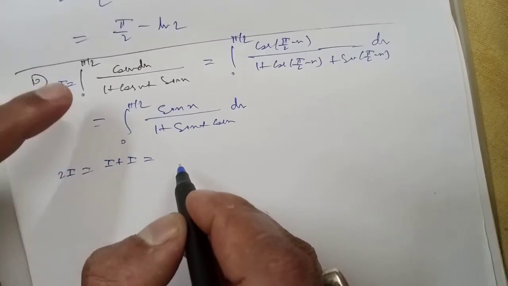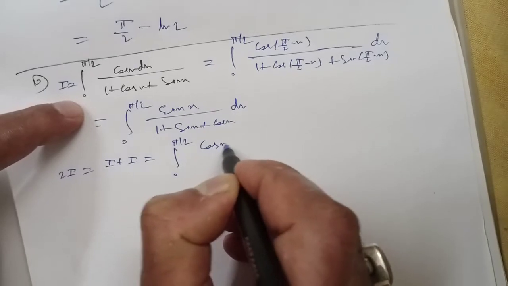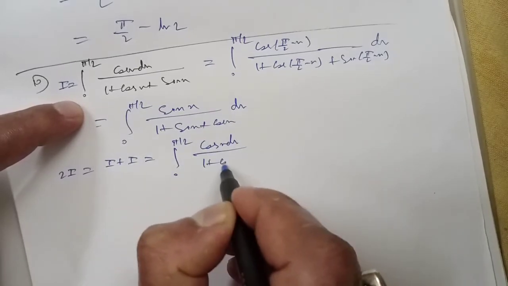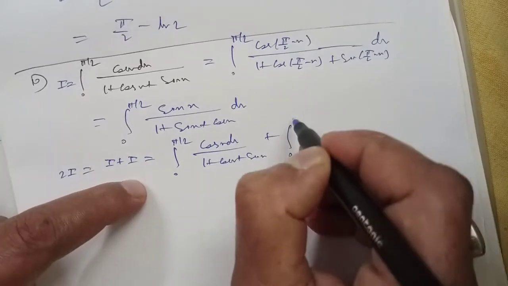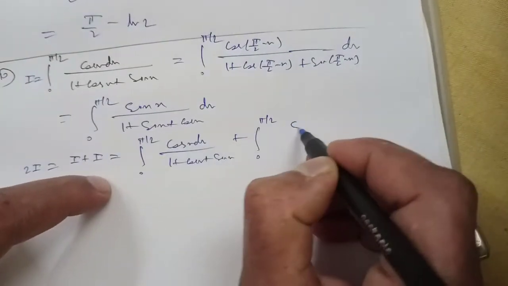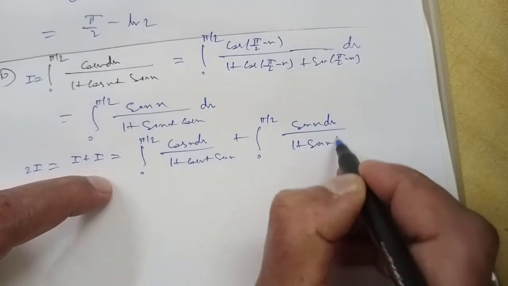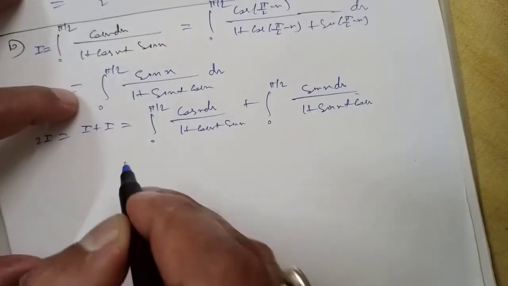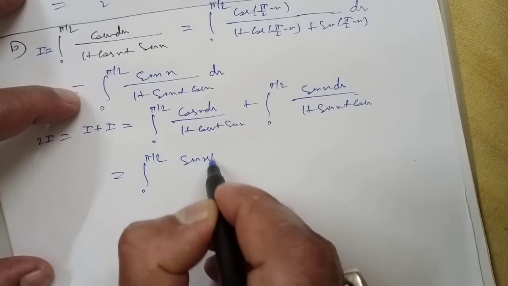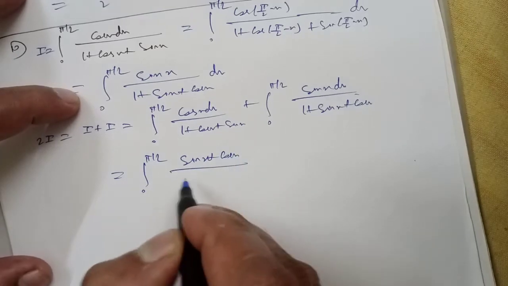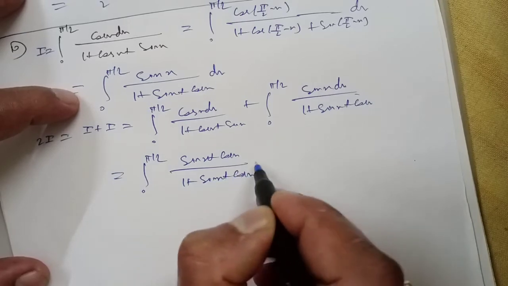Now 2I is I plus I. In place of the first I, write down the given integral, that is 0 to pi by 2 cos x dx by 1 plus cos x plus sin x. Instead of the second I, write the derived integral, that is 0 to pi by 2 sin x dx by 1 plus sin x plus cos x. Now add them. So you get 0 to pi by 2, in the numerator sin x plus cos x, in the denominator 1 plus sin x plus cos x, then dx.